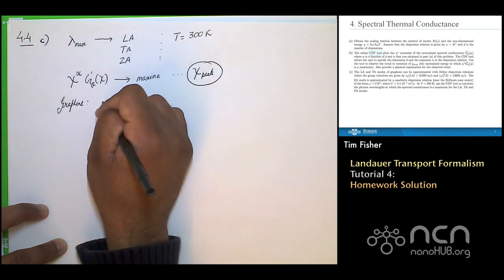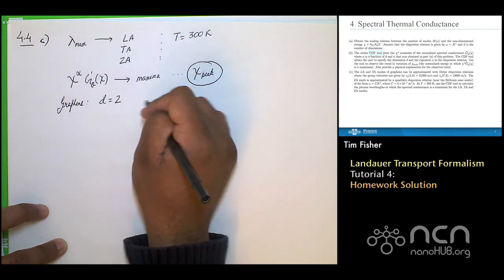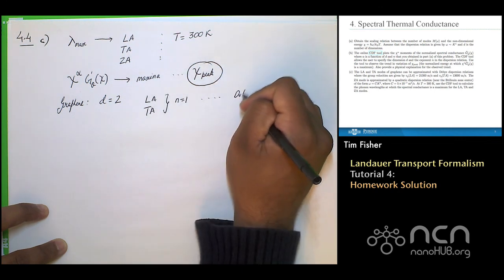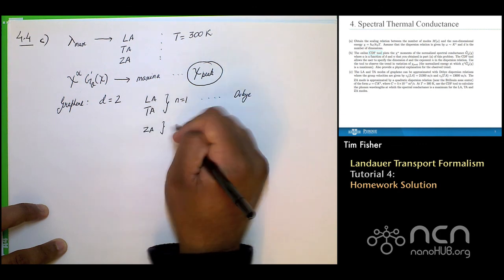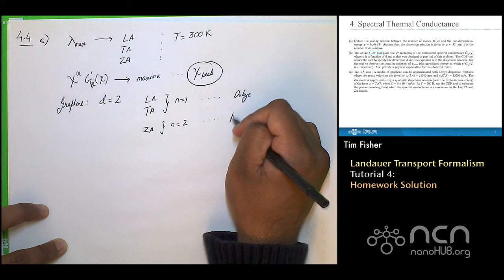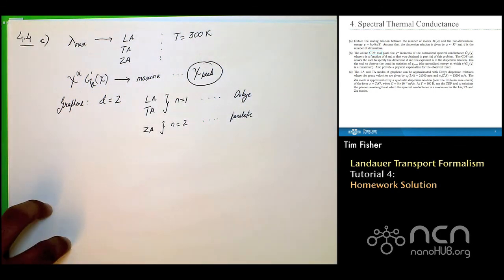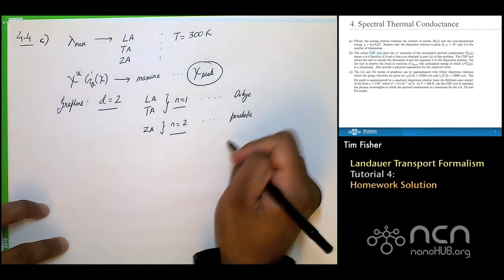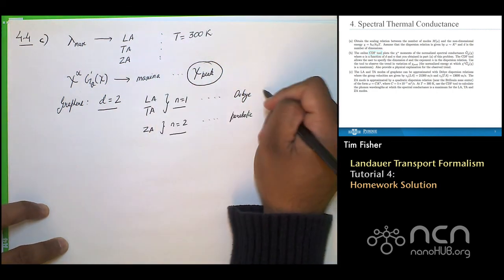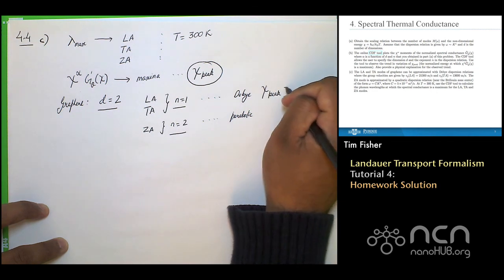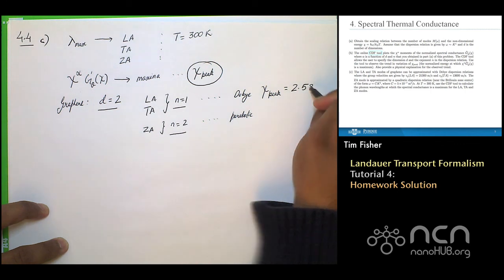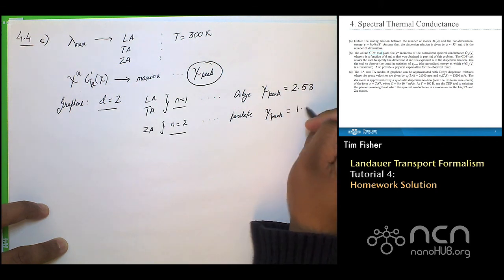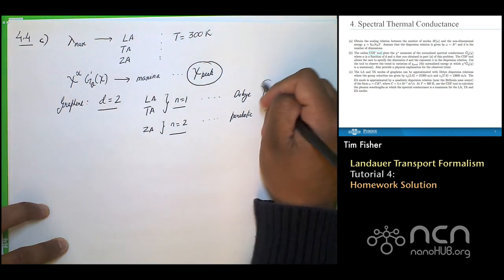Okay. Now for graphene, we know it's a two-dimensional material and therefore D equals 2. For the LA and the TA mode, N equals 1, since this is a Debye sort of an approximation. And for the ZA mode, N equals 2, because it's more of a parabolic dispersion. So if you go back to your CDF tool and you input the values of D and N as these values respectively, you will find that for the LA and the TA mode, chi peak is given by 2.58, and for the parabolic dispersion, chi peak is 1.8. Right? So these values come from the CDF tool.